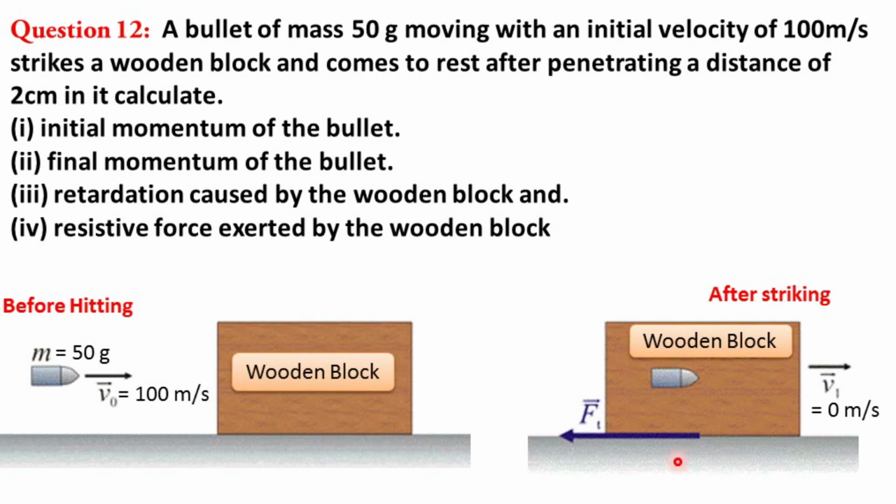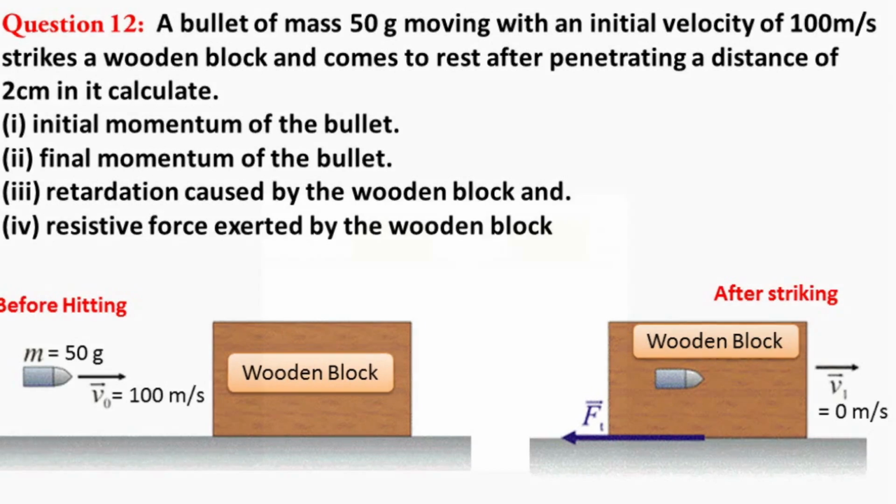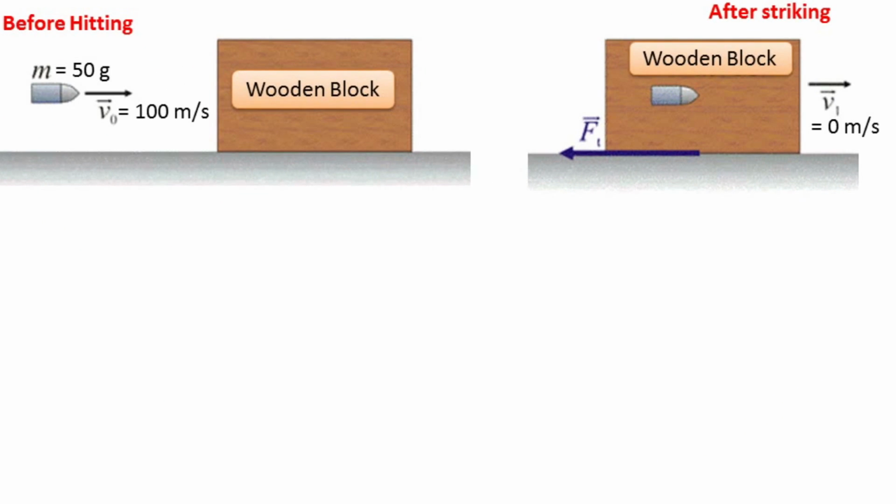Question is very big, right? But don't be tense by the appearance of it. It is very easy. Just do it step by step. First let us write down the given values. Mass is equal to 50 gram. Convert to kilogram. 50 divided by 1000, that is equal to 0.05 kg.